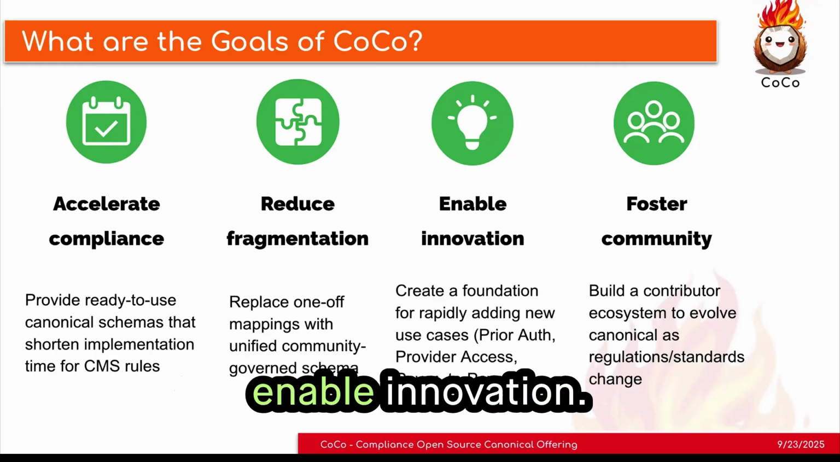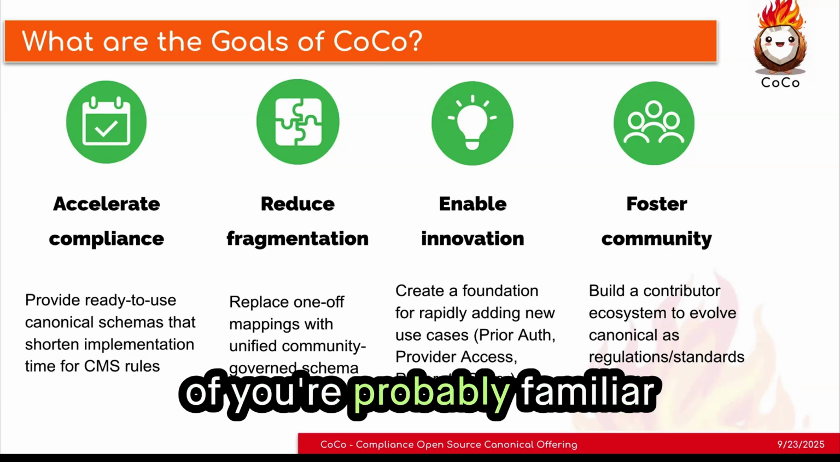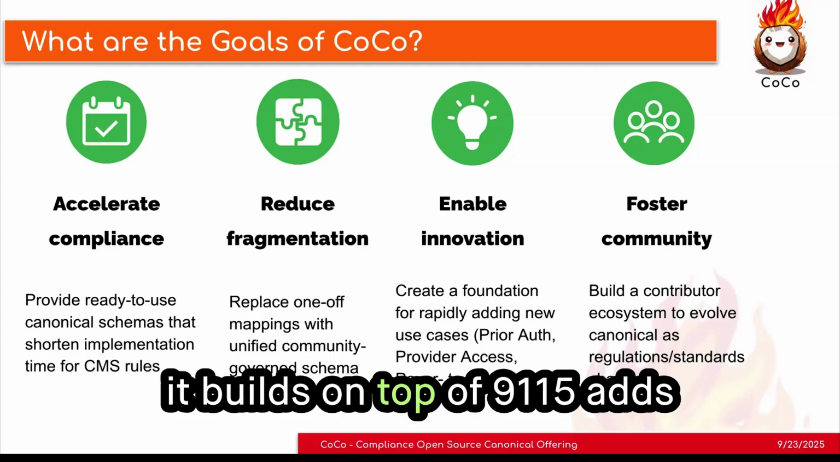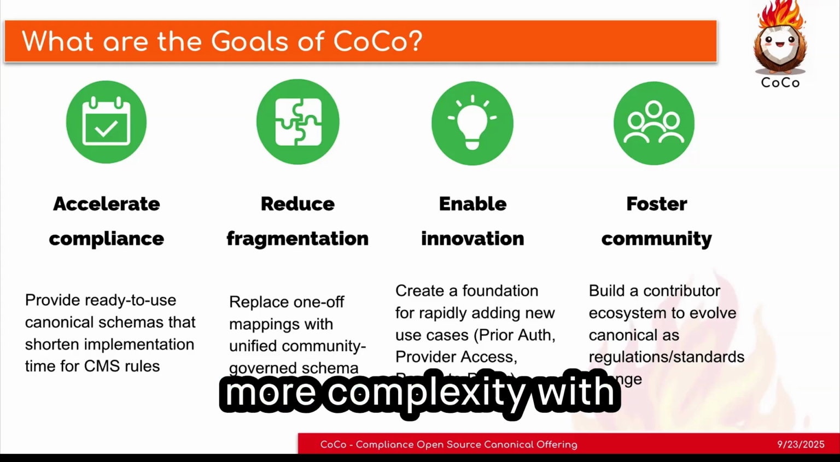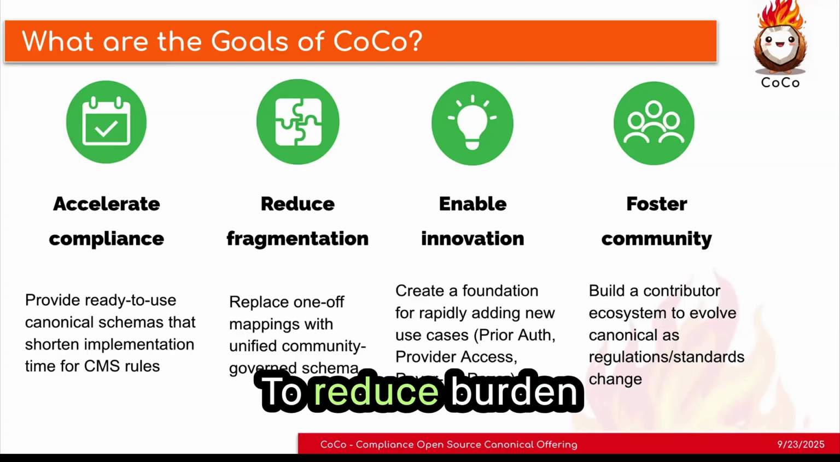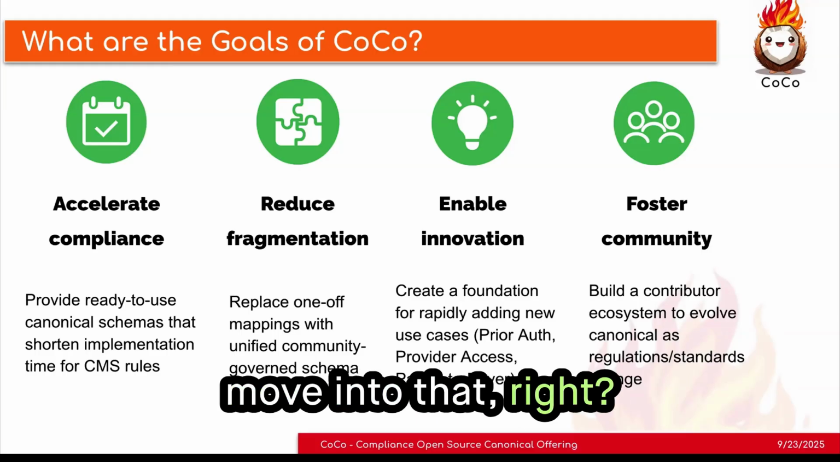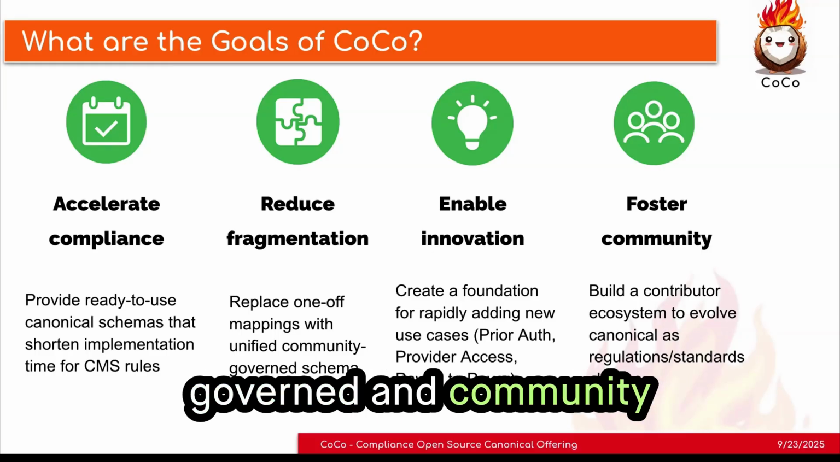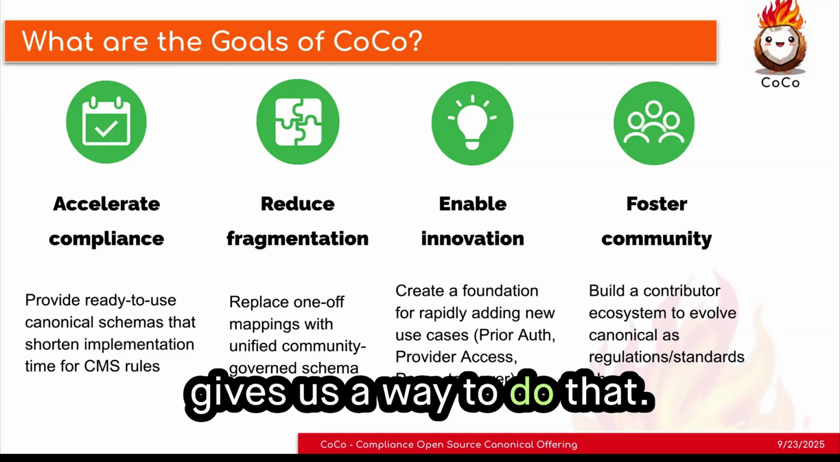We also need to enable innovation. It's not just about 9115. Many of you are probably familiar with 5.7 and how it builds on top of 9115, adds more APIs, and adds significantly more complexity, with also significantly more opportunity to reduce burden across the ecosystem. So we need a way to move into that. Having this community-governed and community-driven open source intermediary schema gives us a way to do that.